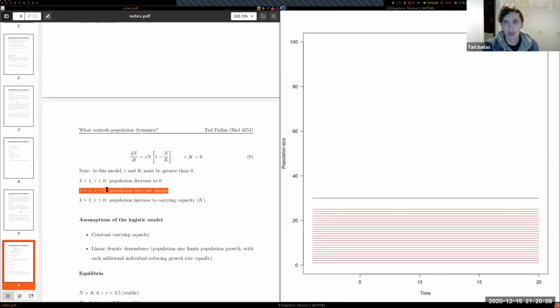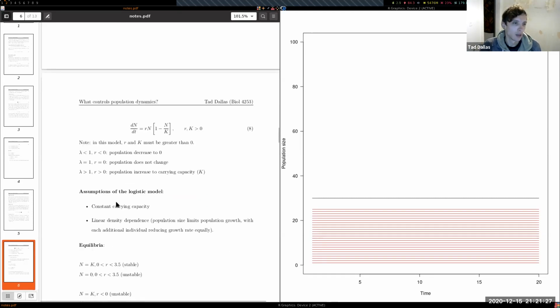This behavior is also the same. If you have a lambda of 1 or a little r of 0, the population does not change, as we see here. We have x as time, y as population size. We're tracking a population, not changing through time. The difference is here, where we have lambda greater than 1 or little r greater than 0. The population doesn't increase to infinity. It now increases to the carrying capacity k. Sweet. Easy peasy.